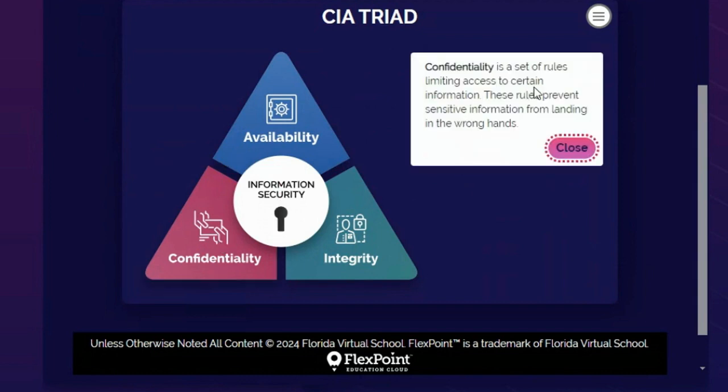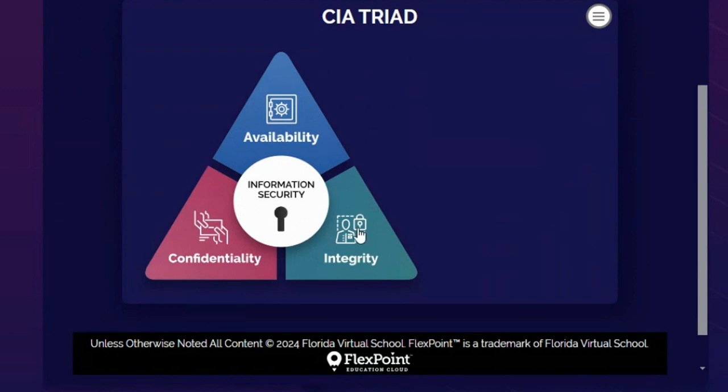That's a set of rules that limit access to certain information. These rules prevent sensitive information from landing in the wrong hands. Some of that can be very simple. Like if you log into an account, maybe you have an account at Kohl's, you shouldn't be able to access other customers' personal information when you log into the website. So that's very simple. Sensitive information should only be available to people that need to access it.